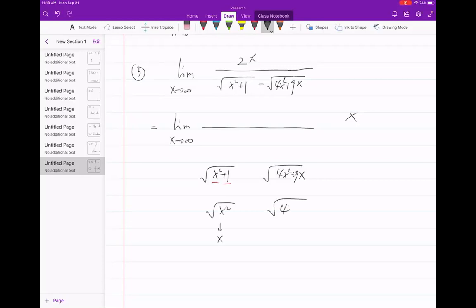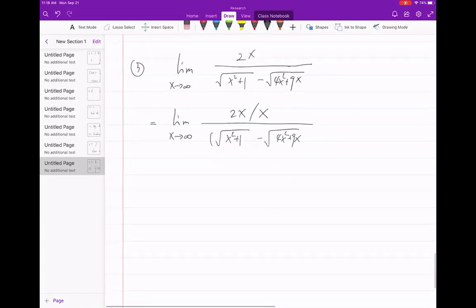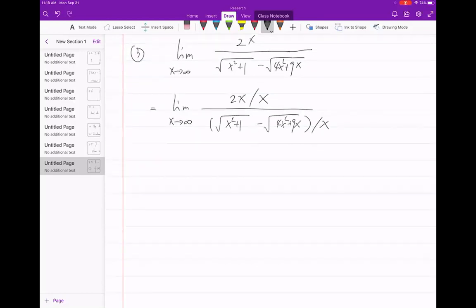Similarly, this one gives you 4x squared. From here, you can see it gives you 2x. Together, which one is bigger? They both give you x. The leading term on the bottom is also x. Settled. Good so far?